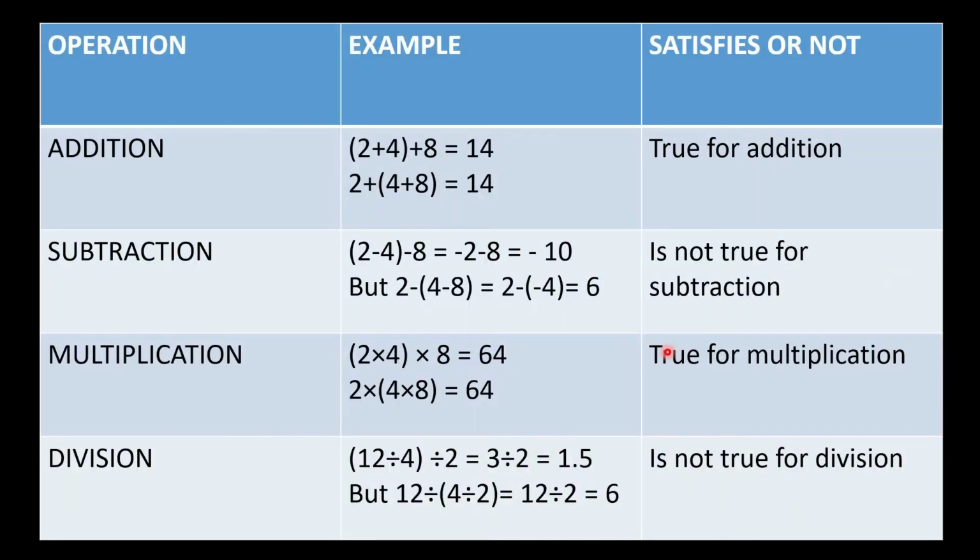Here I have taken the example 2, 4 and 8. See, 2 plus 4 is 6 and then 8 will become 14. Now I have added last two integers first and then the first one, that is 2 plus 4 plus 8. 4 plus 8 will be 12. So 2 plus 12 is 14. So we can say the associative property is true for addition.